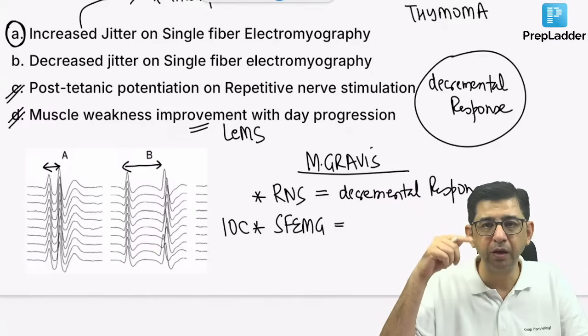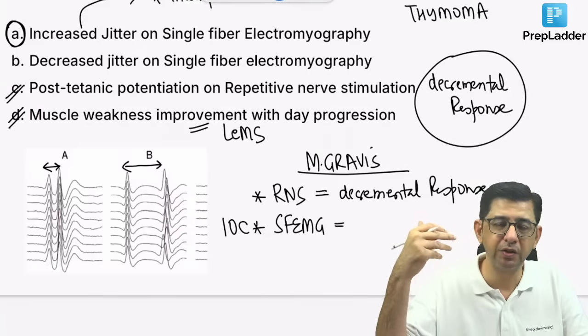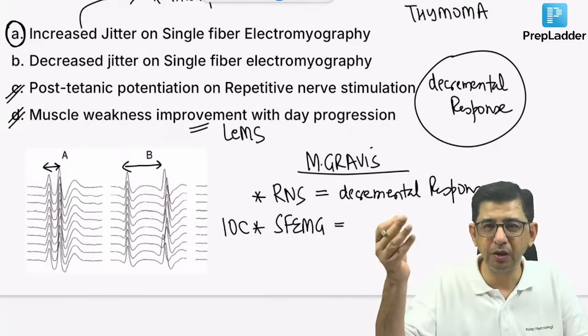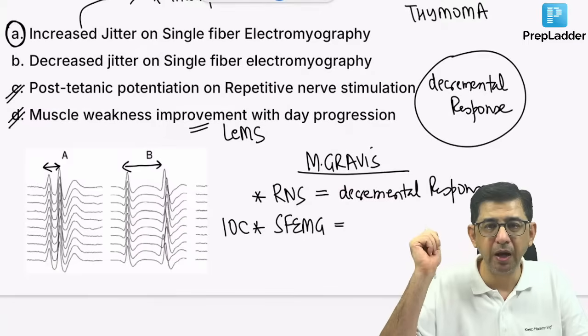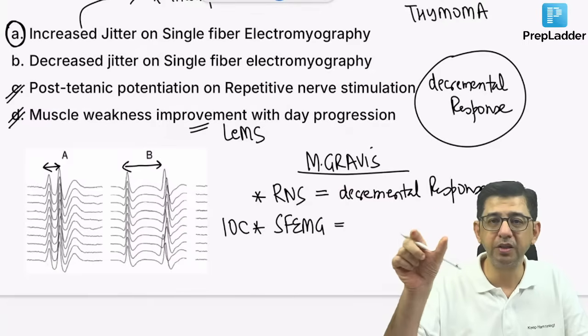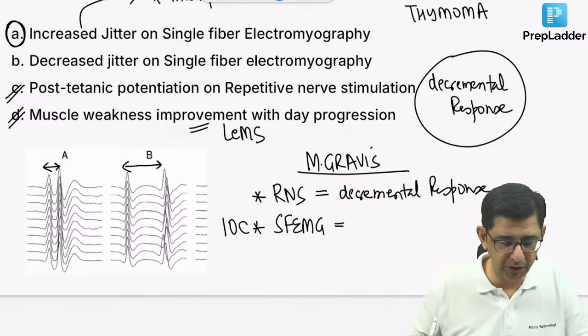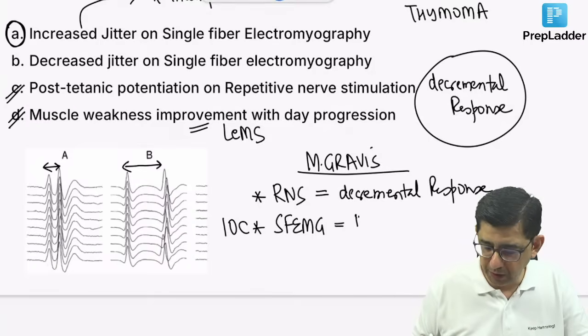So you and I can blink our eyelids fast, but in myasthenia gravis, because there's insufficient or inefficient neuromuscular transmission, they cannot blink their eyes fast like you and me. And that is the meaning of the word increased jitter: the gap between the two muscle contractions is increased. So this would be an increase in the jitter.